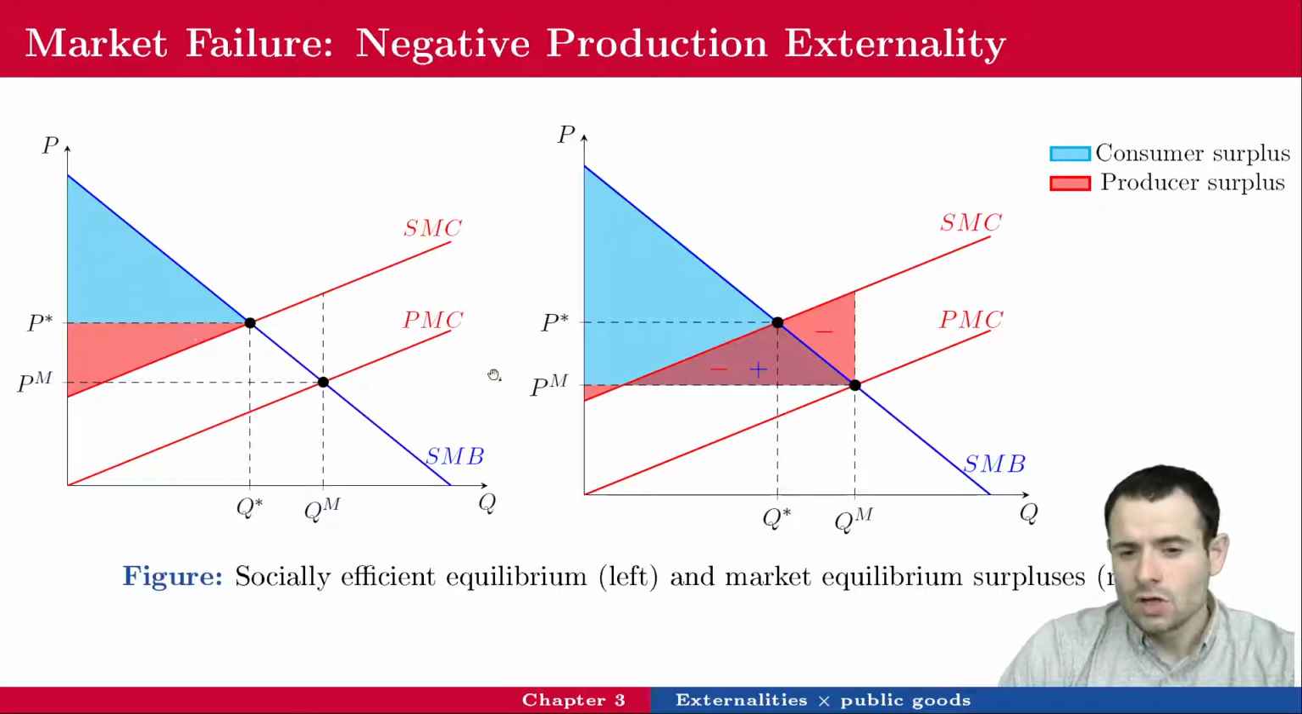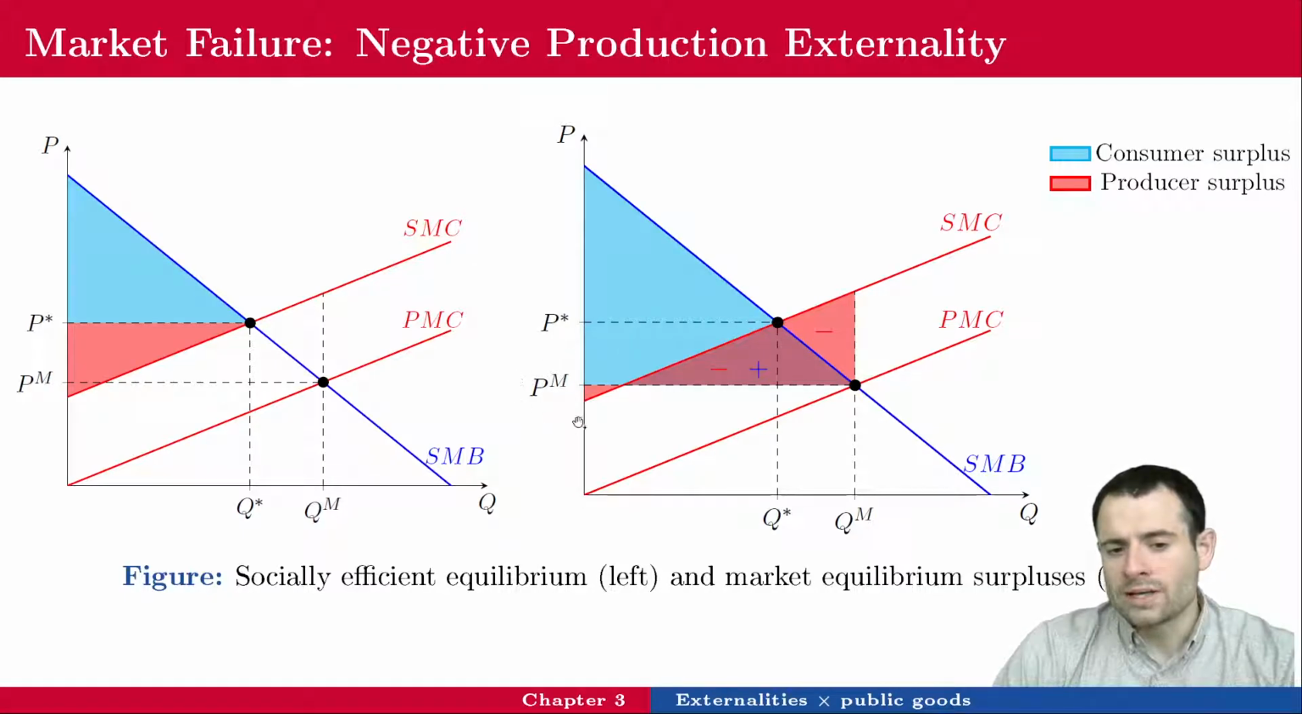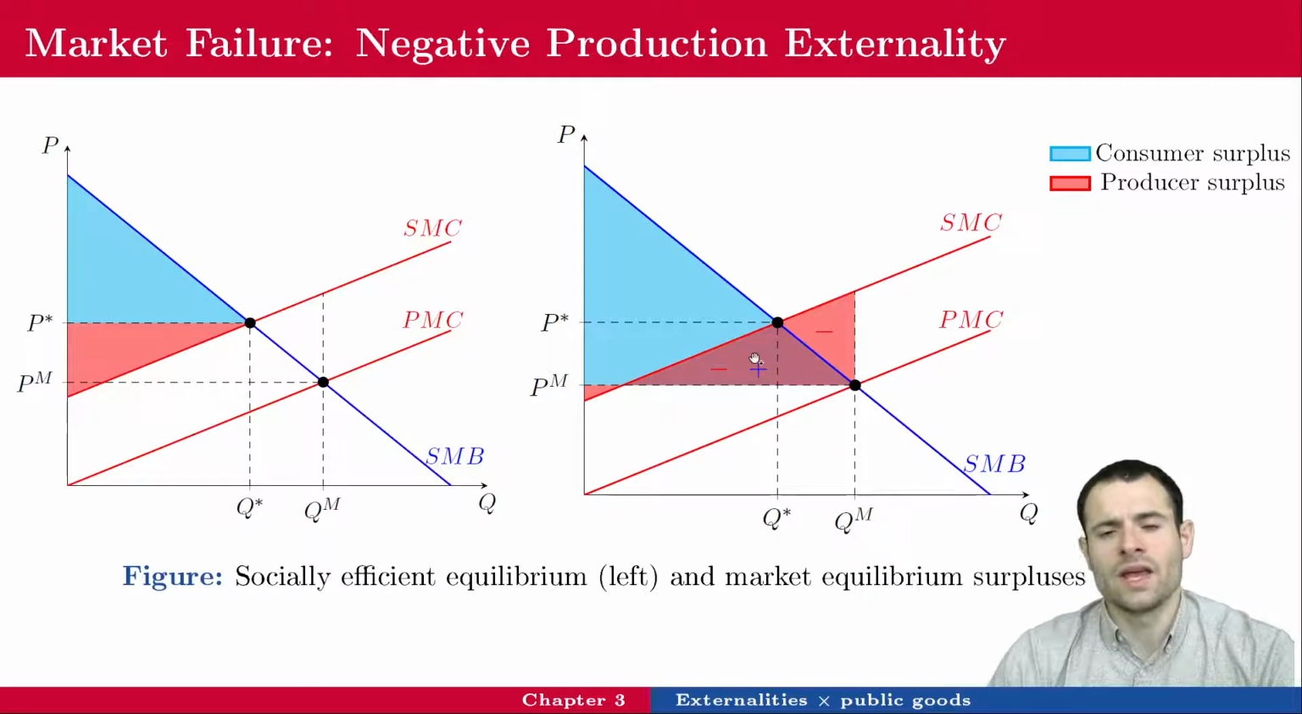On the right, you can see that because the market equilibrium price is lower, the consumer surplus should be higher than in the socially efficient equilibrium. And in fact, it is. The blue triangle goes all the way down to PM and all the way to QM. So it includes this blue area and also this purplish triangle, which is why I put a blue plus here to say that it is also part of a positive consumer surplus.